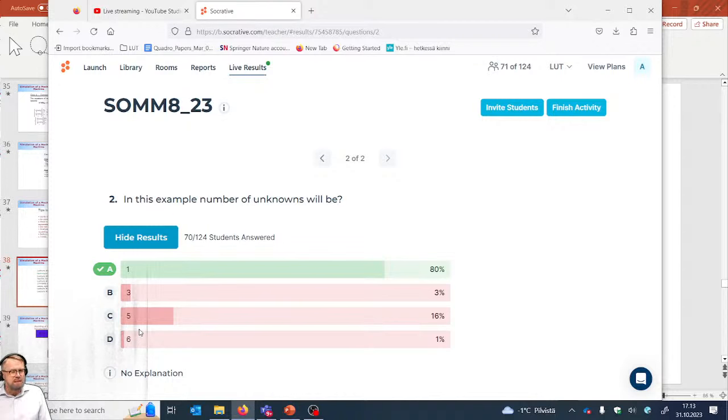Okay. Should we give a point to those who are voting 5 as well? Here's the very strong case. This is a really strong case. So if we do this, then the success rate is actually not 90%, but 96%. That's what we're gonna do. Thank you very much. So 1 and 5 are correct answers.